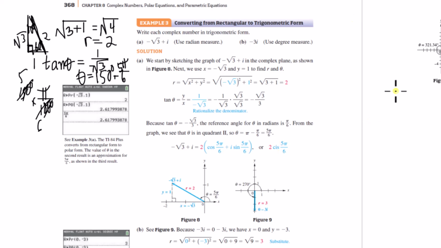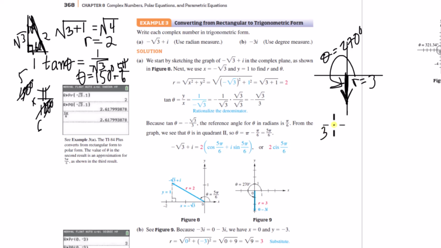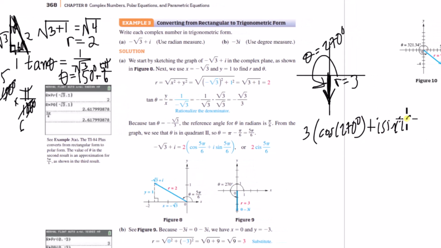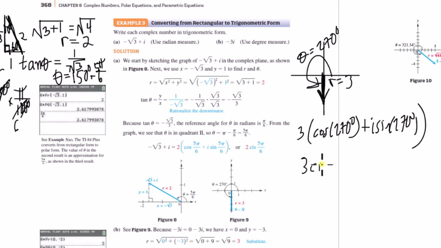What about minus 3i? Well, we know that's not in a quadrant, that's a quadrantal angle. They want to use degree measure. That is, theta is equal to 270, and r is equal to 3. r is always positive. r is equal to 3. So we've got 3 cosine 270 plus i sine 270, or 3 cis 270. Again, that's rectangular form, and then we put it into polar form.